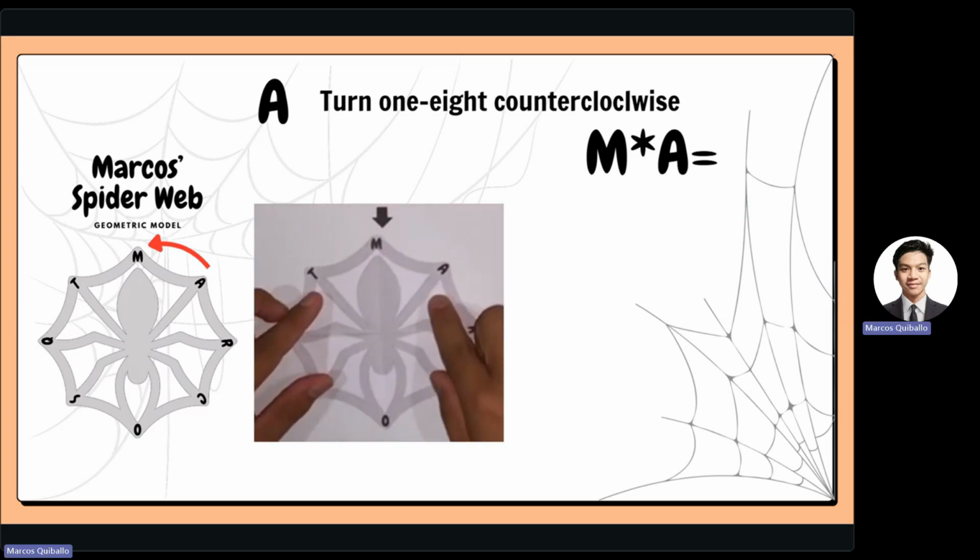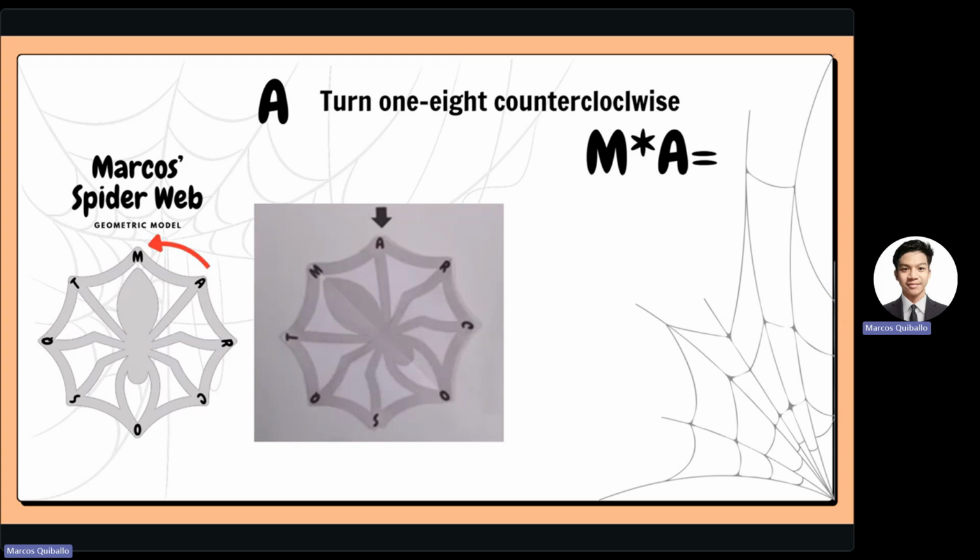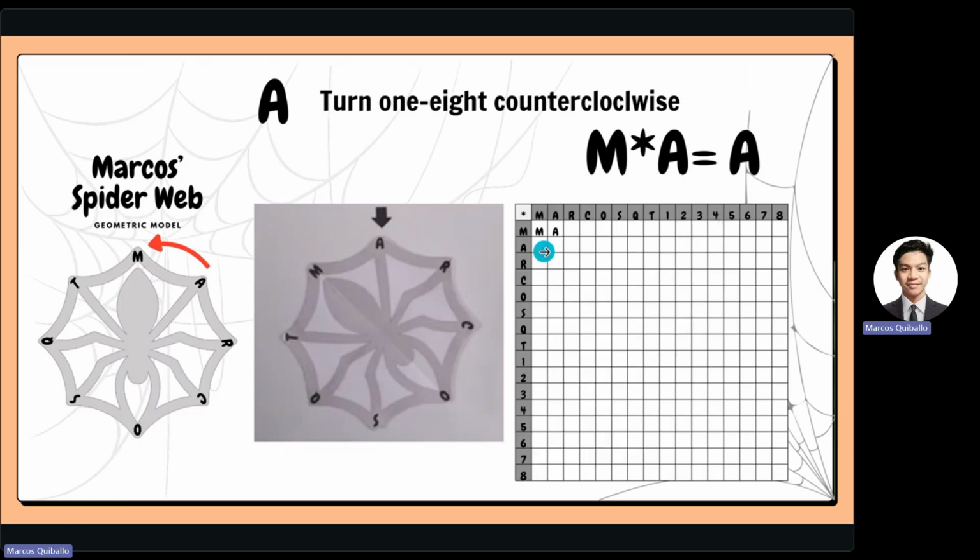So M is our initial position, and we turn 1/8 counterclockwise. So our resulting element is A. So M star A is equal to A. So in our table, M star A is equal to A.